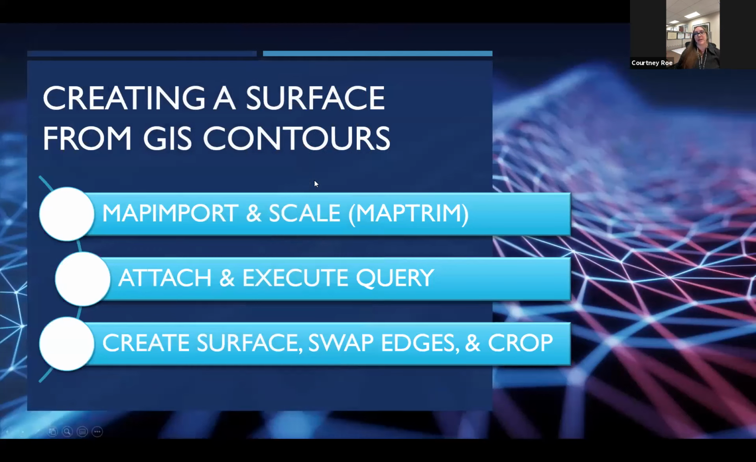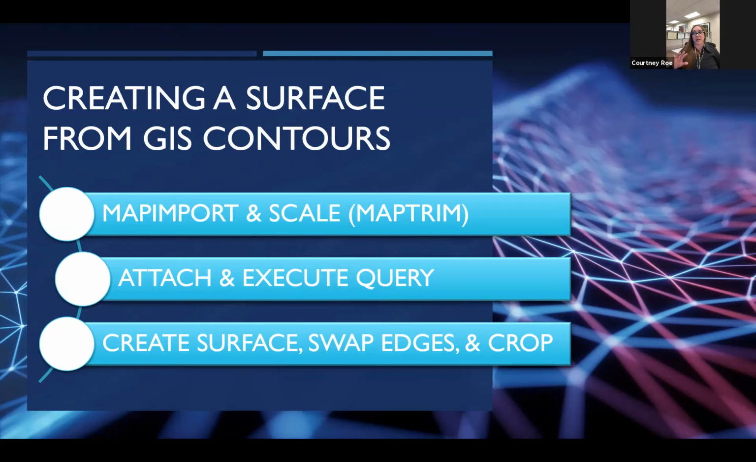How do we create a surface from GIS contours? We don't always have the luxury of having access to a DEM. So I think it's important to know this process. It is one of many ways of creating a surface from GIS contours. But this particular process I have found keeps the integrity of the data.